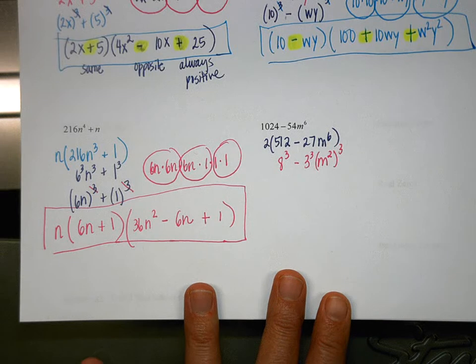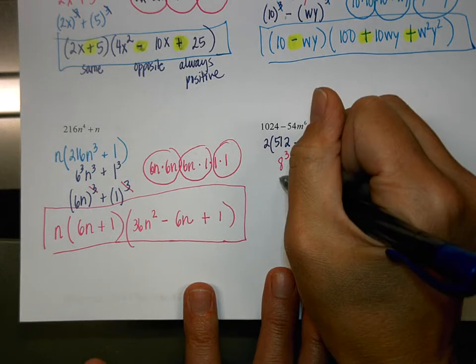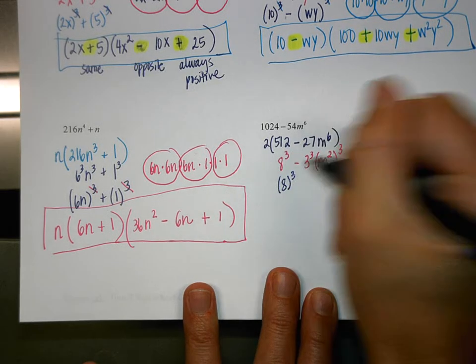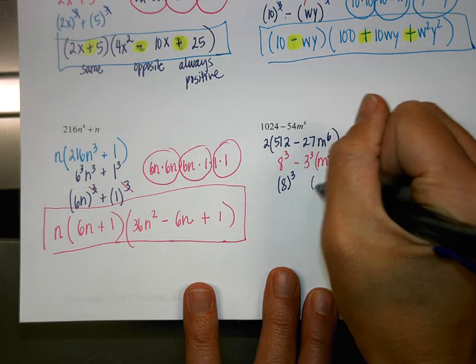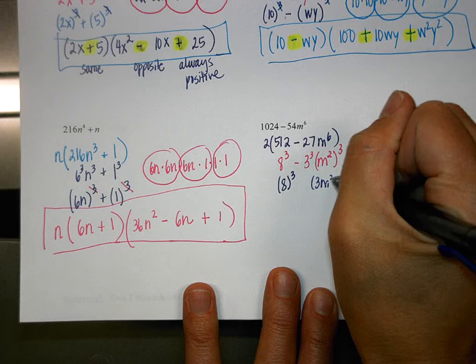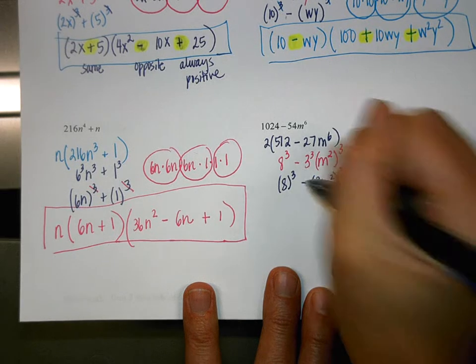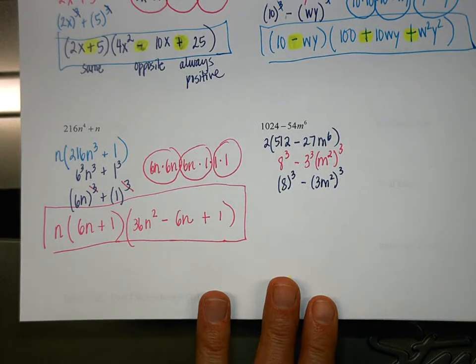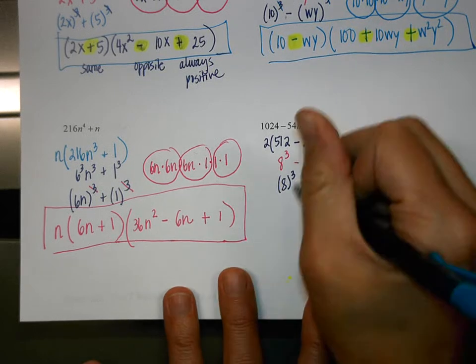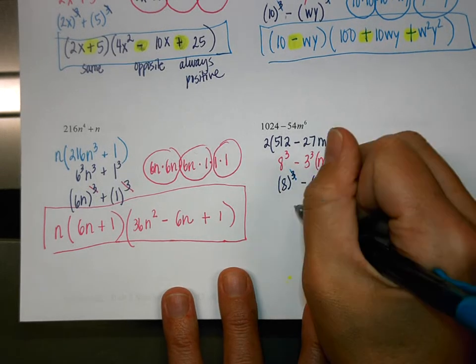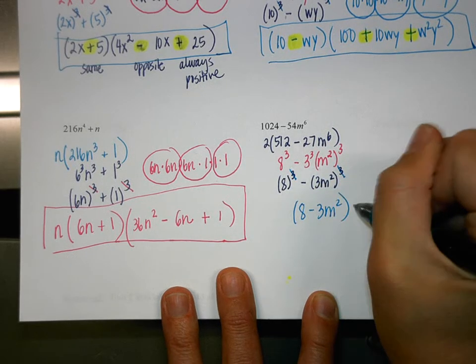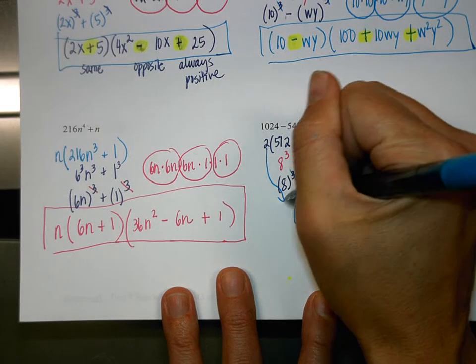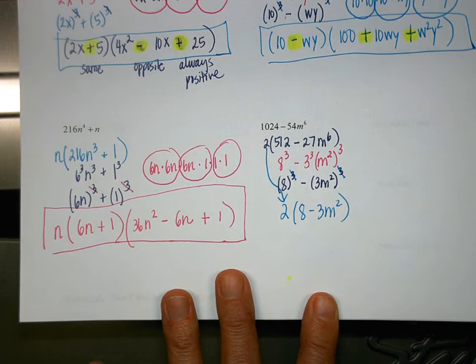So we're going to go ahead and rewrite it with our parentheses. And so I have 8 to the 3rd power. And then for this term, we would write that as 3m squared to the 3rd power. All right, and so my first parenthesis now will be everything except for those cubes, and we have 8 minus 3m squared. And then also don't forget that we had the GCF of 2 that we bring down.